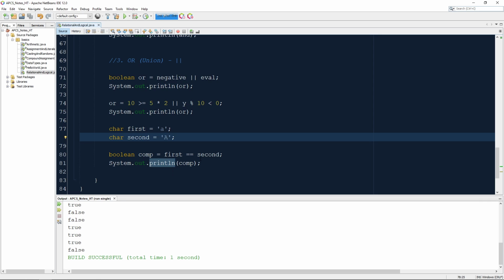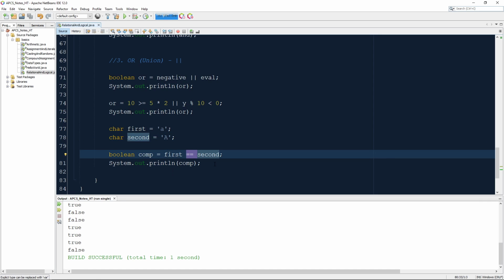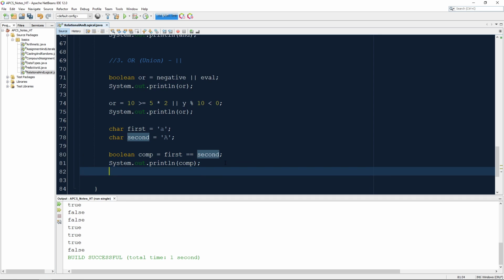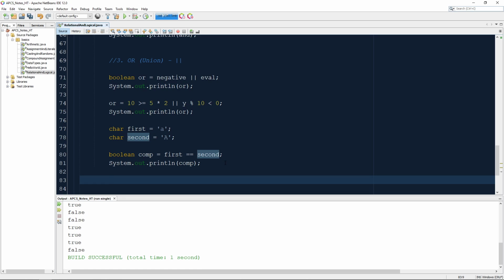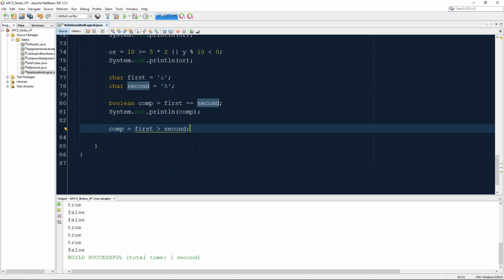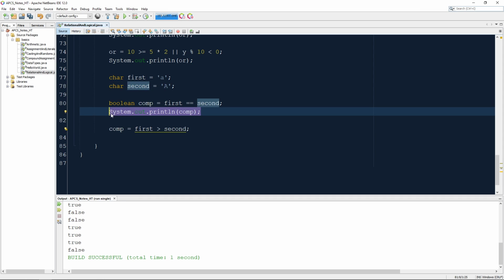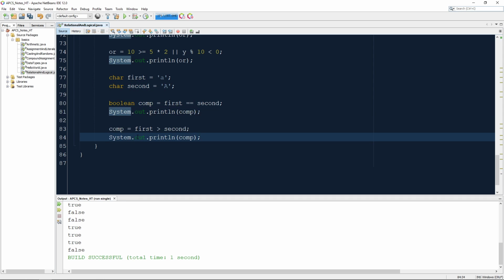And so that's not such a big deal with equality and not equal to, but when it comes to comparing things, for example, greater than. If I said comp is equal to first greater than second, that might seem very strange, and for us to know the answer, we have to remember that Unicode table that we looked at before when we were looking at the char values. The actual comparison is very simple. It's essentially comparing numbers behind the scenes. Every character value that exists in the Unicode table has a numeric equivalent.